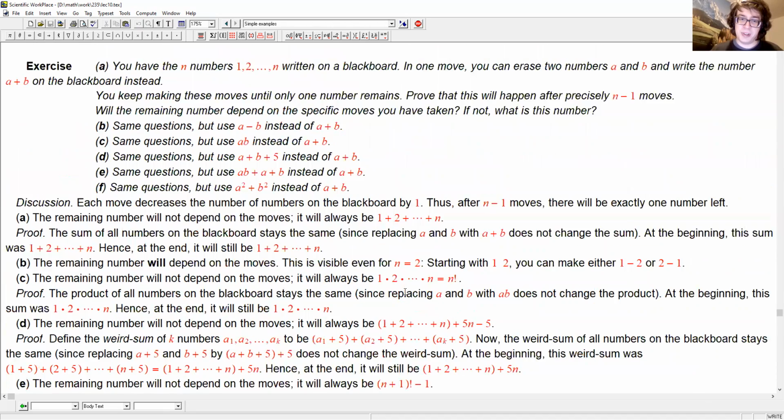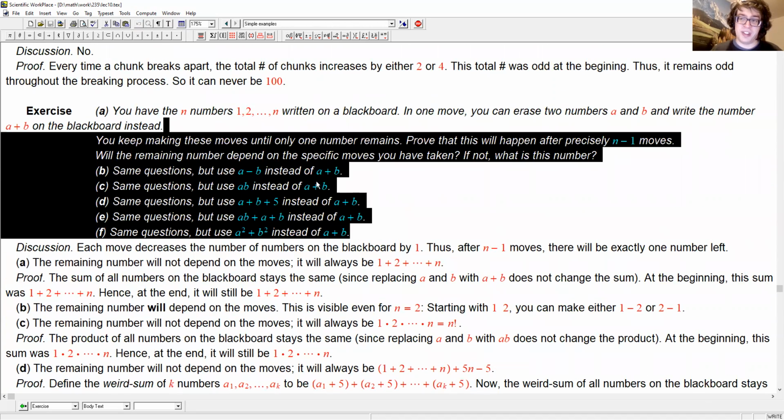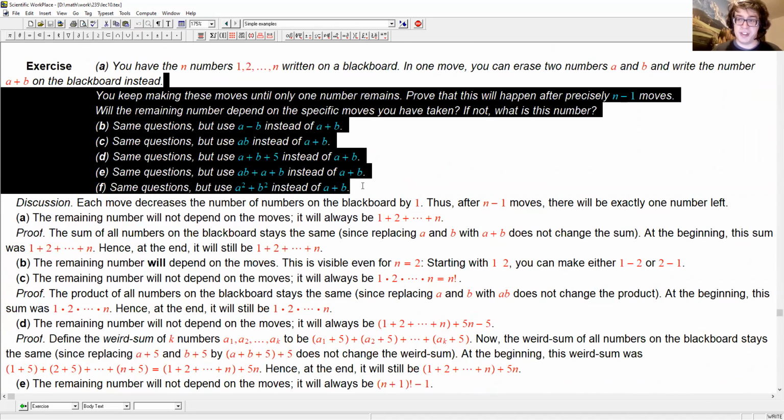So play around with it, invent other rules. Sometimes you will find invariants, sometimes you will not.